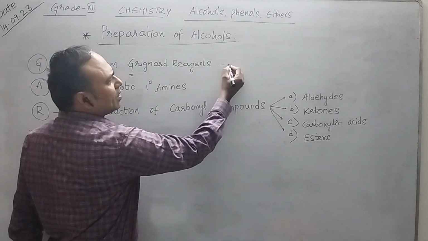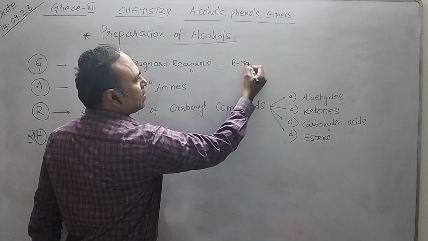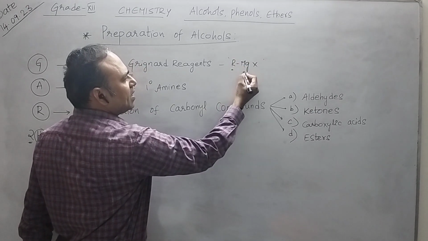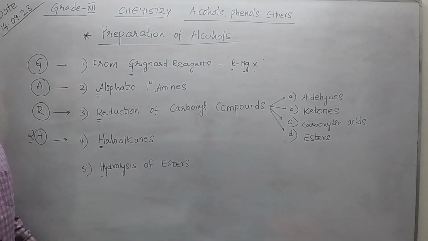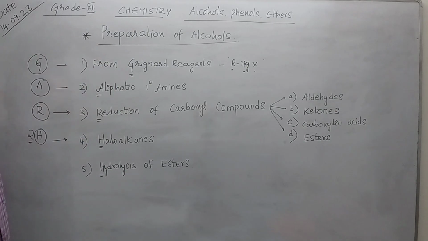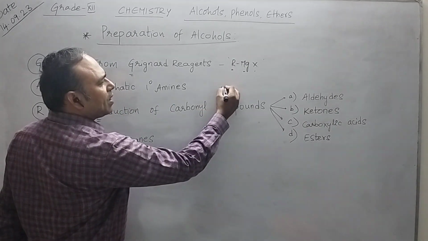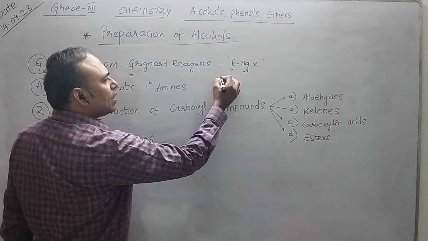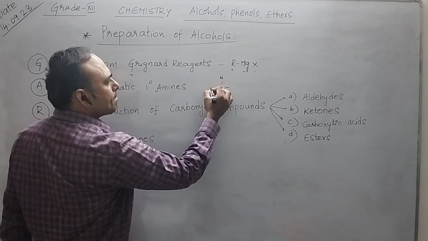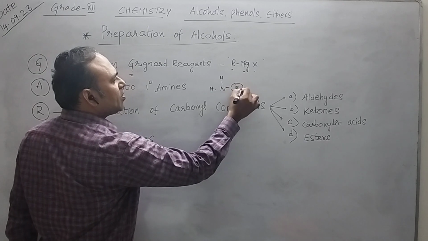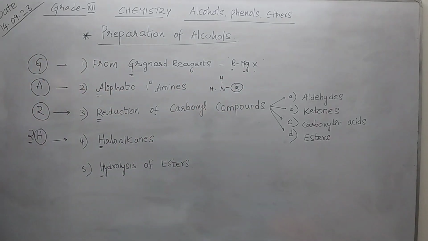You know what is meant by Grignard reagent? RMgX, nothing but alkyl magnesium halide. Alkyl magnesium halide is used to prepare the alcohols. Second method is aliphatic primary amines. You know what is meant by primary amines, right? If one hydrogen in ammonia is replaced with an R group, you call it a primary amine.